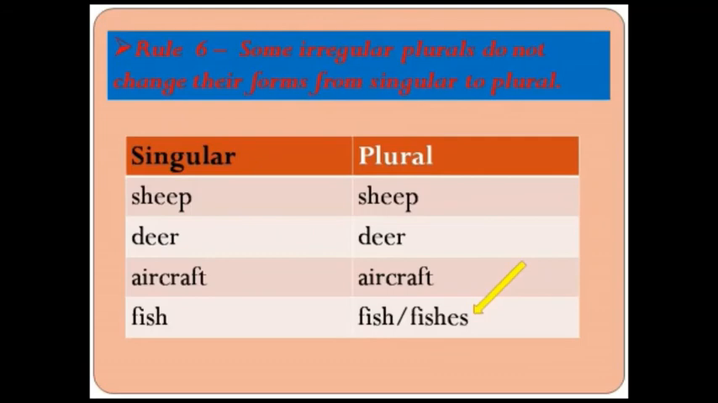Rule number 6. Some irregular plurals do not change their forms from singular to plural at all. And for this matter, sheep remains sheep, deer remains deer, aircraft remains aircraft. But there is something very strange about the last word in our list. The plural form is fish as well as fishes. Does anyone know the answer? Why fish has two forms?